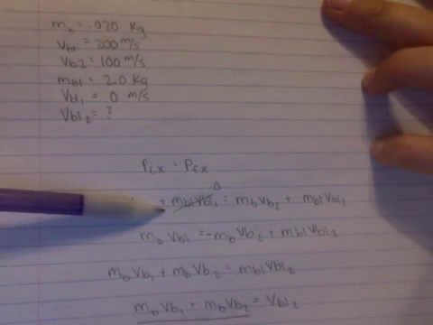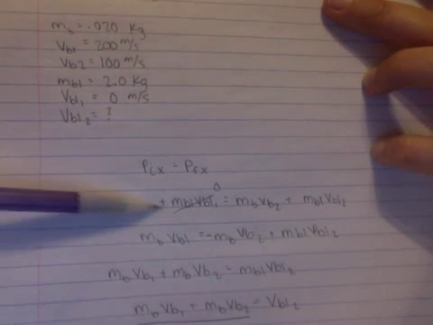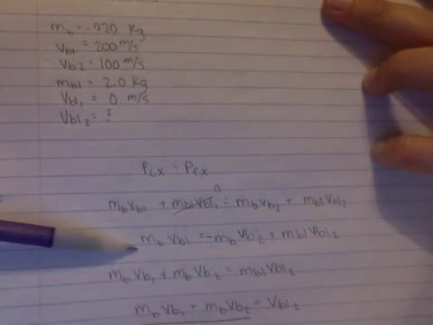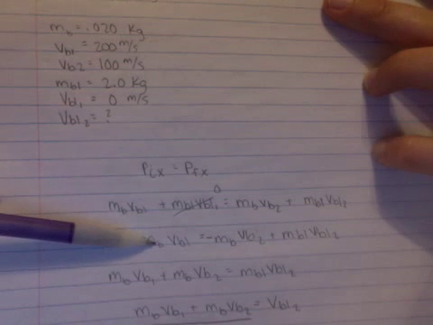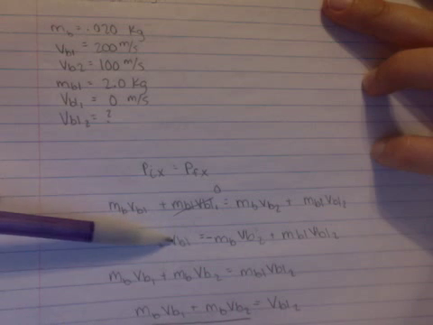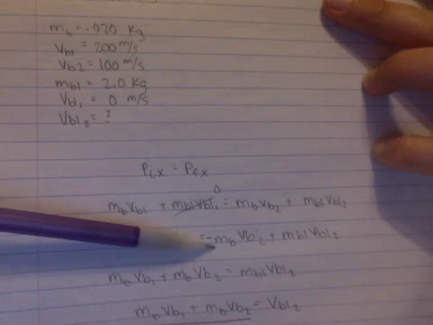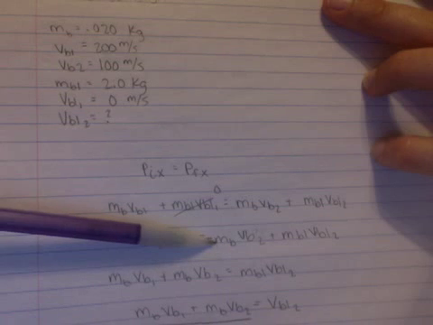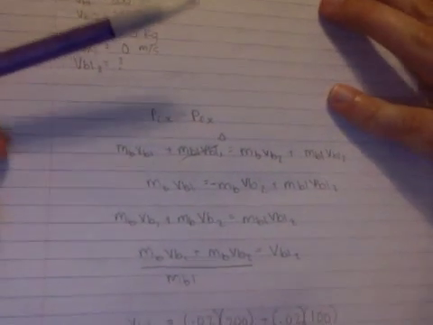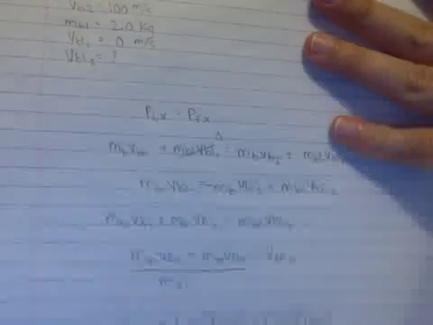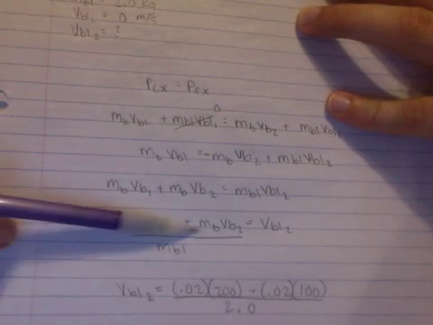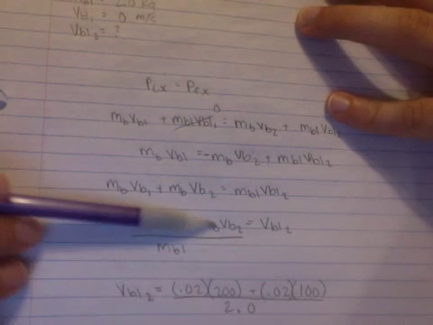We can cancel out the initial velocity of the block, since it is 0, and we get mass of bullet times velocity of the bullet equals negative, since it's going in the opposite direction, mass of the bullet times velocity of the bullet final plus mass of the block times velocity of the block final. What we're doing ultimately is solving for the velocity of the block at the end.